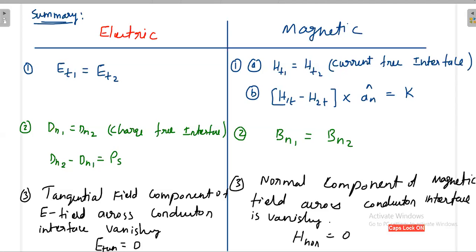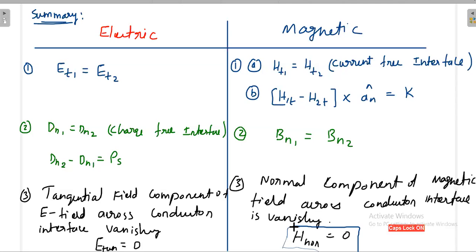Okay, you try to prove this one, because so far we have not seen this condition. All other conditions we have discussed. So just try to prove this condition. H normal is 0 between the conductor and the other interface. Okay, so this is the summary of the boundary conditions of electric field and magnetic field.